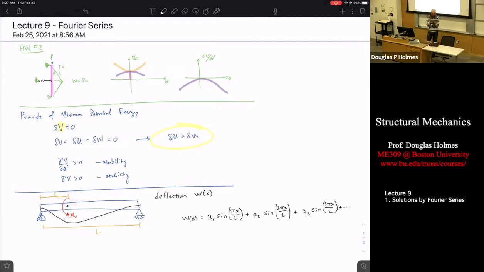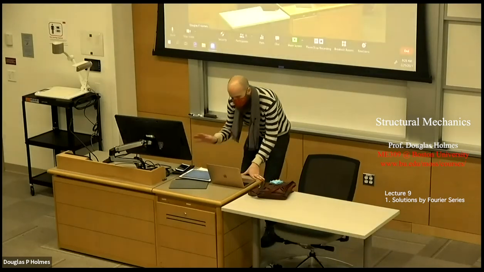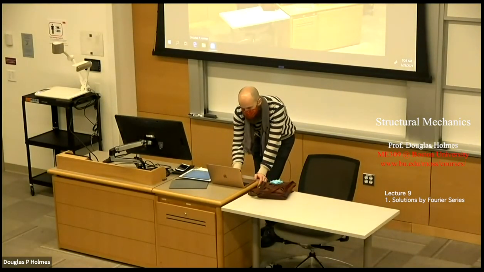So if we can imagine going forever, then we can really write this as the sum from n equals 1 to infinity of A sub n sine n pi x over L. I thought it might be useful for you to get some conceptual understanding of this, and by that I mean, let me stop sharing for a second. If you already understand Fourier series, great, you can just kind of tune out for a second, but it might be helpful to think about what we're doing.